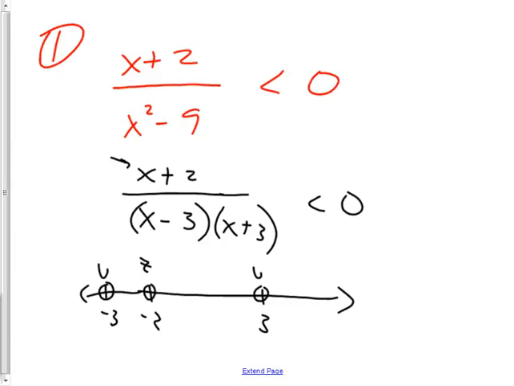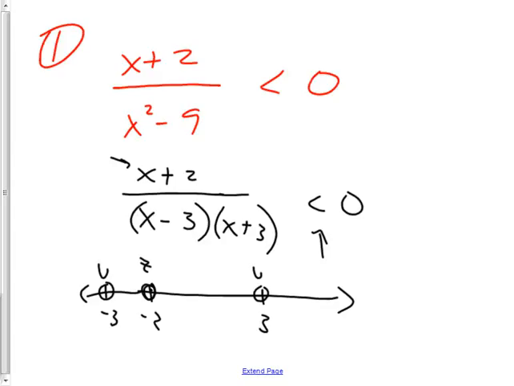There's zeros and undefineds. And the undefineds will always be empty circles. You never fill those in. But the zeros, you can decide pretty quickly whether or not they're going to work by looking at the sign. Do you see how it does not say or equal to? So I'm going to leave it as an empty circle. Now I'm just going to test my little regions around it.